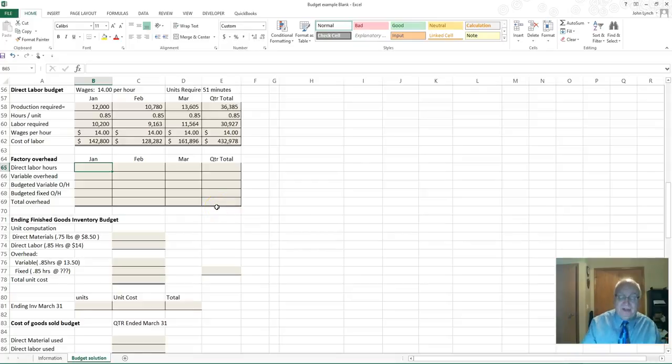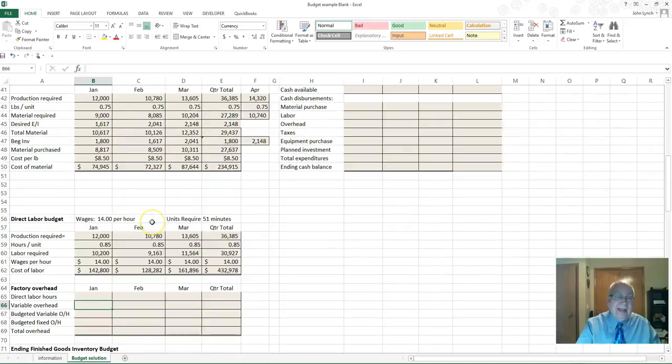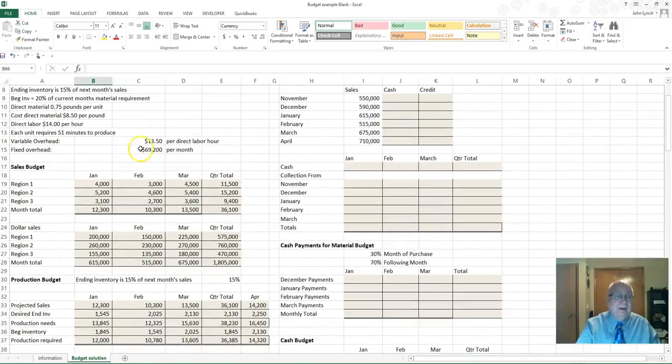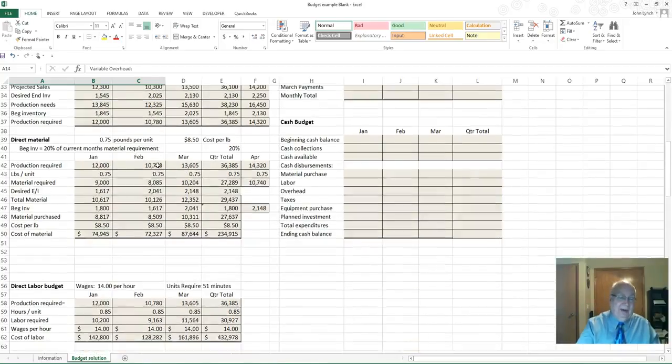I want to welcome you back to budgets, and we're going to start with the factory overhead budget. Last one I left off with the direct labor budget. I left it up here because we still need it. The information we have is at the top, so we'll scroll back up, and what we need is this information right here. The variable overhead is $13.50 per direct labor hour, and factory overhead is $69,200 per direct labor hour.